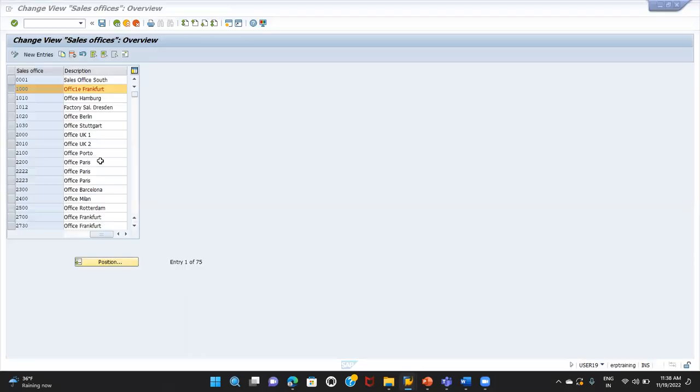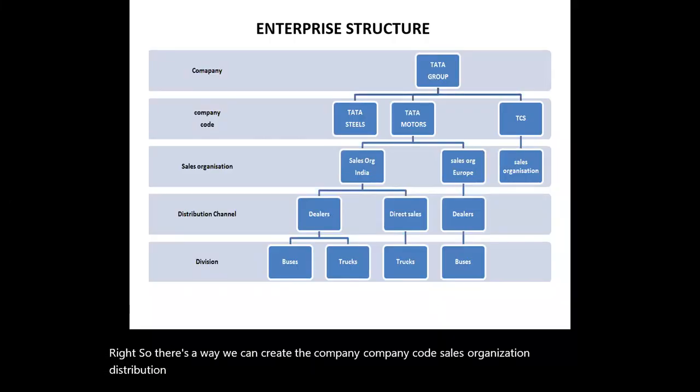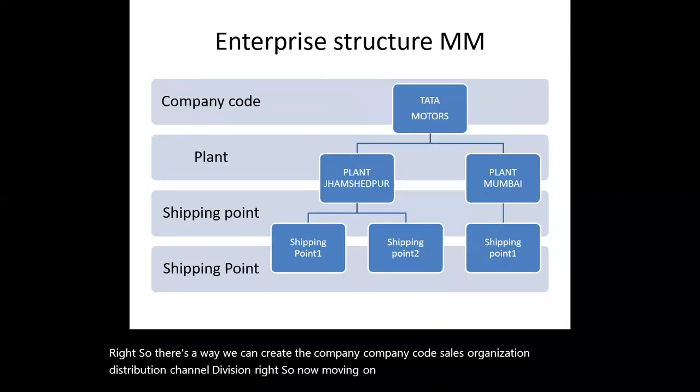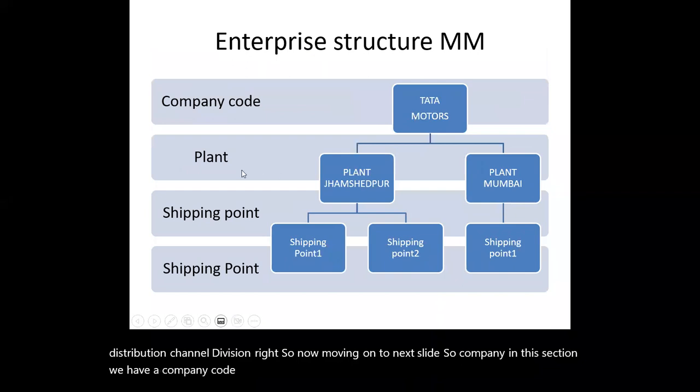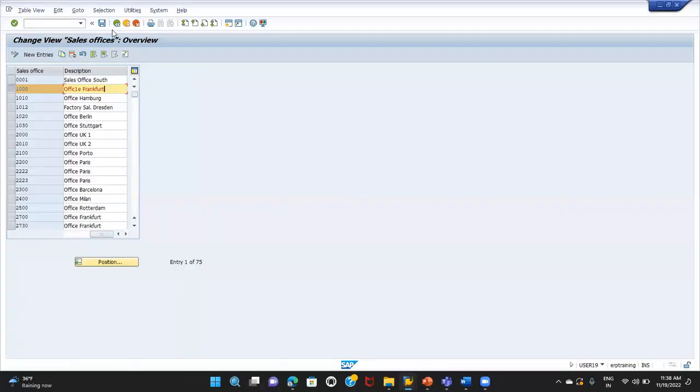This is the way we can create the company code, sales organization, distribution channel, and division. Now moving on to the next slide. Company code is already created. Now I'm going to create the plant. A plant is a manufacturing facility. A plant can be defined with a four-digit alphanumeric. Let me get into the definition of plant.